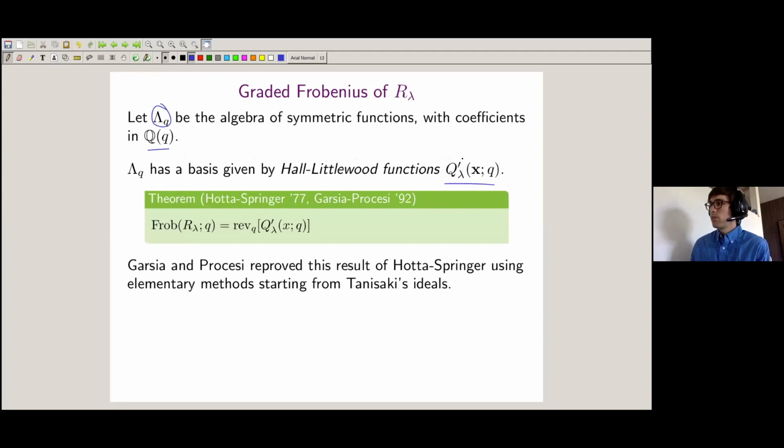I'll denote these by Q'_λ. Actually, these are the dual Hall-Littlewood polynomials. I think these are also written as H_λ(x;q), if you've seen that notation before. And Hotta and Springer, this is what I mentioned towards the beginning, and Garsia and Procesi later, using elementary methods, proved that the graded Frobenius characteristic is: you take this basis element and you just q-reverse everything. So this means take this polynomial as a q-series and then reverse the coefficients as a polynomial in q. This is often denoted by H̃_λ.